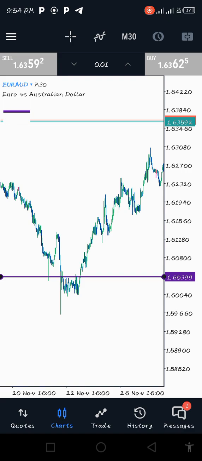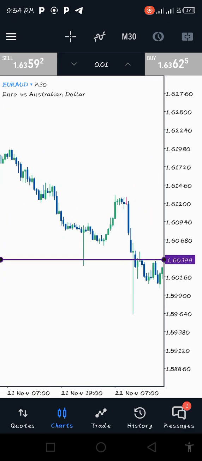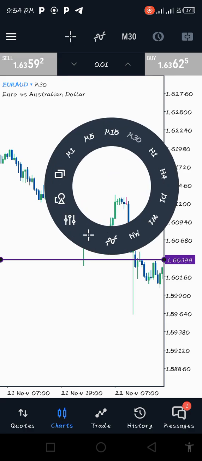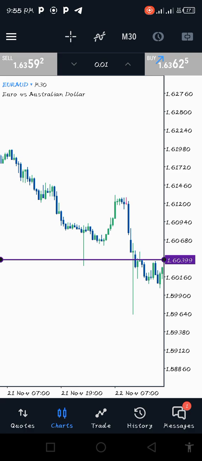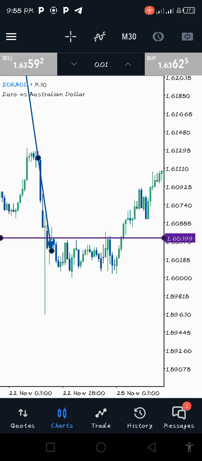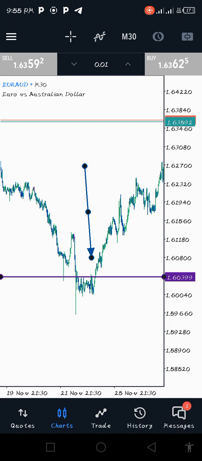As price came into this zone, if we had used this 30-minute pin bar, this first interaction of price into this zone, we could have been stopped out right at this point. But let's see if we waited for a change in character, if we could be more patient for the change in character to happen.